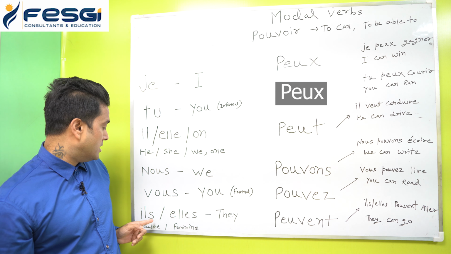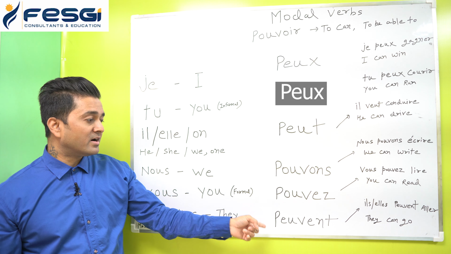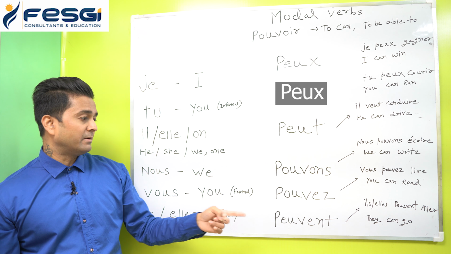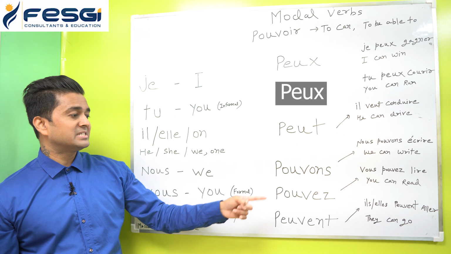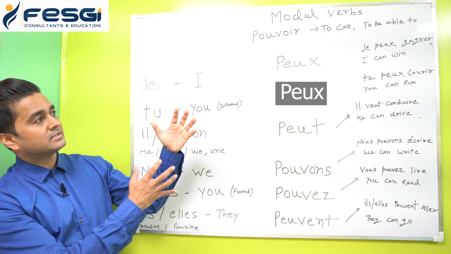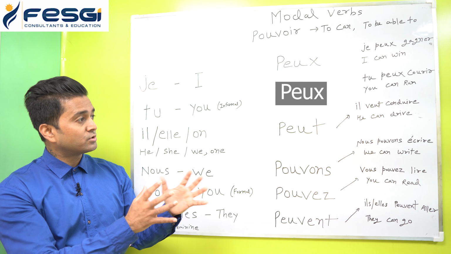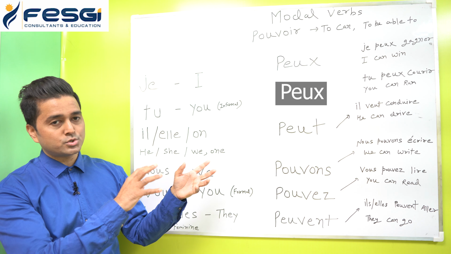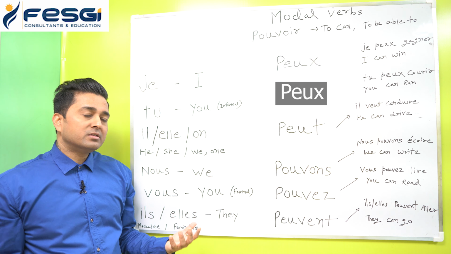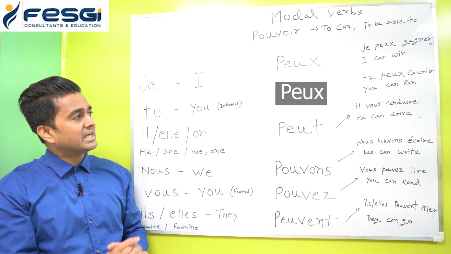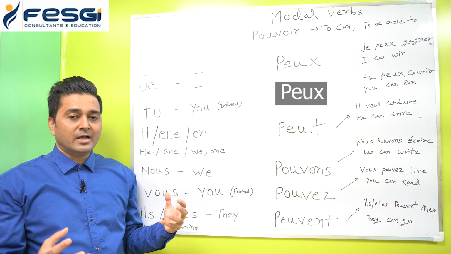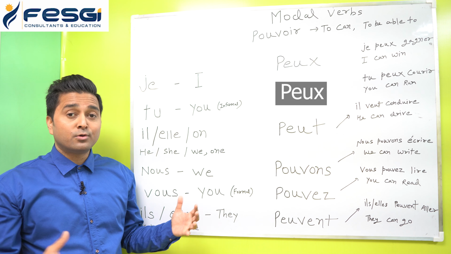Then we have ils peuvent aller. That means they can go. Elles peuvent aller. They can go. So these are the sentences, so that I have used different vocabulary to make sure that you can understand the situation, and then you can make your own sentences, and that's how you can learn and you can remember, and that's how you can use.